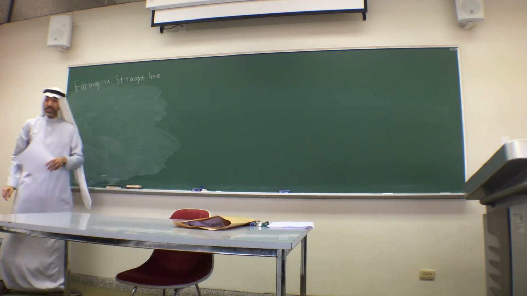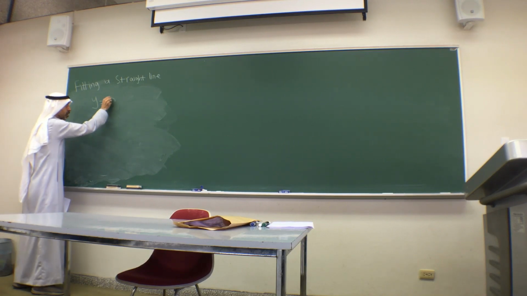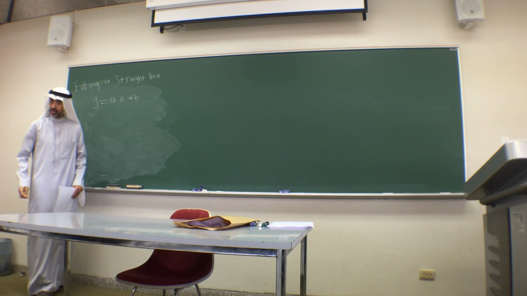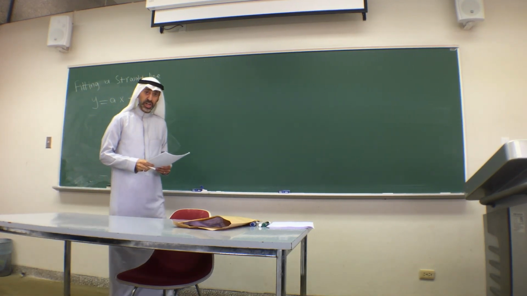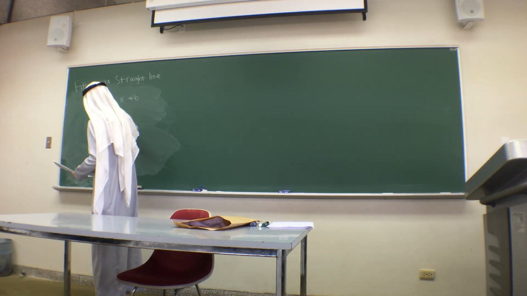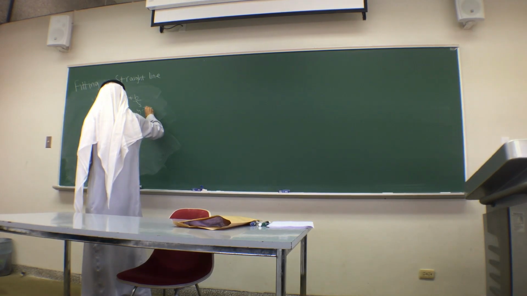When we are talking about fitting a straight line, the equation has to be what? Y equals AX plus B. So this is the equation of a straight line. A is what? Slope. And B will be the Y intercept. Y intercept.